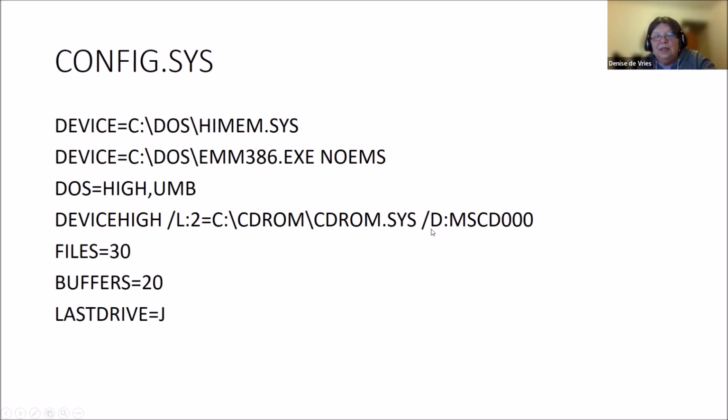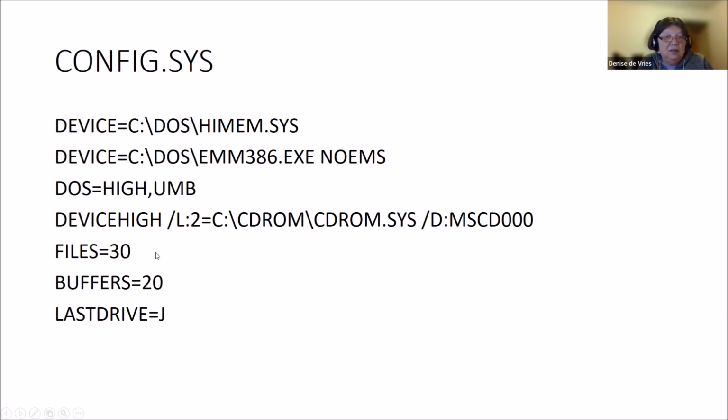And we'll call the CD-ROM drive D, and this is the CD-ROM device name. And this has got to match later in autoexec.bat. It's got to be the same name. And then we set the number of files that can be opened at any time. This is the maximum number of files. So I've set this at 30.